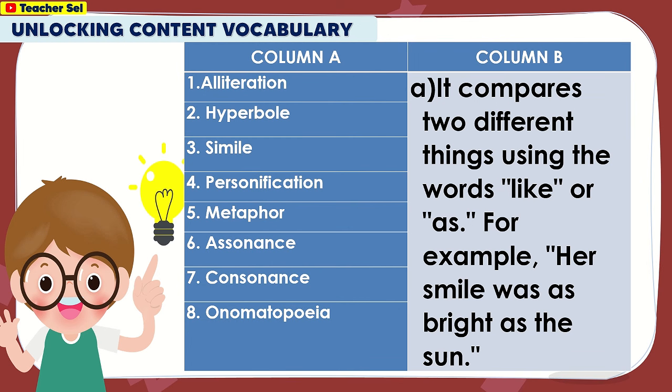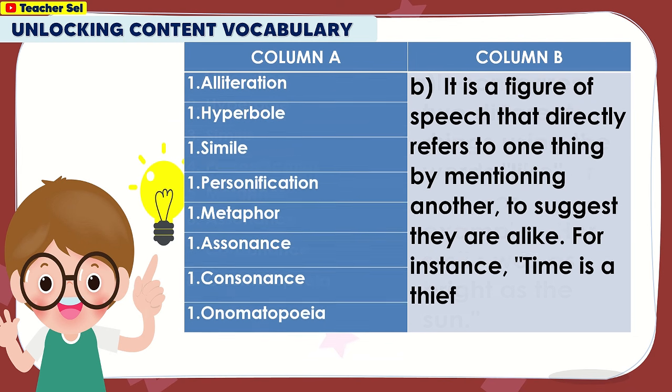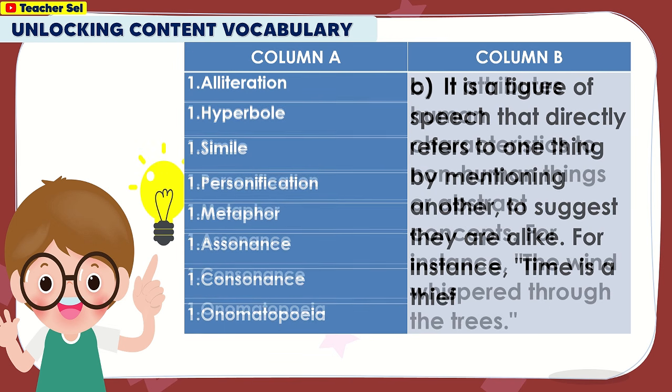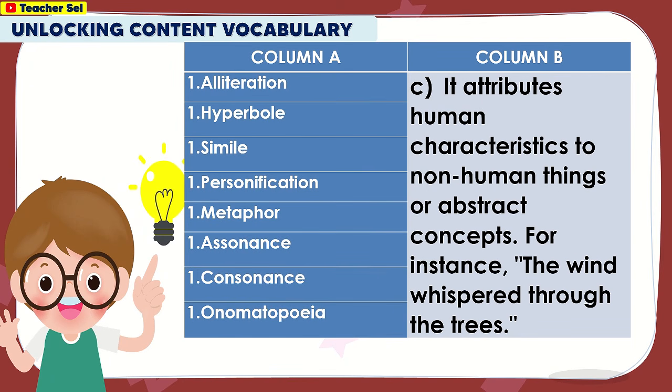For column B, letter A, it compares two different things using the words like or as. For example, her smile was as bright as the sun. B. It is a figure of speech that directly refers to one thing by mentioning another, to suggest they are alike. For instance, time is a thief. C. It attributes human characteristics to non-human things or abstract concepts. For instance, the wind whispered through the trees.